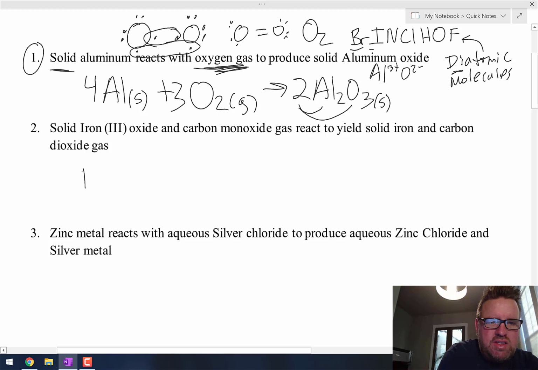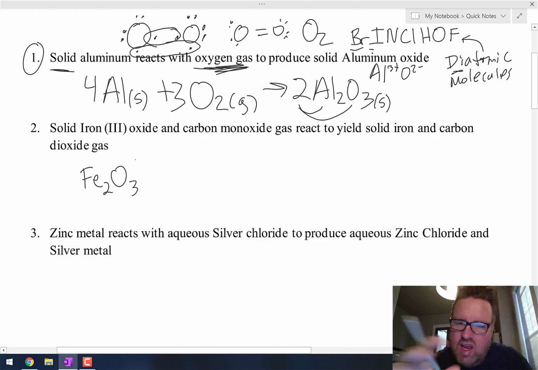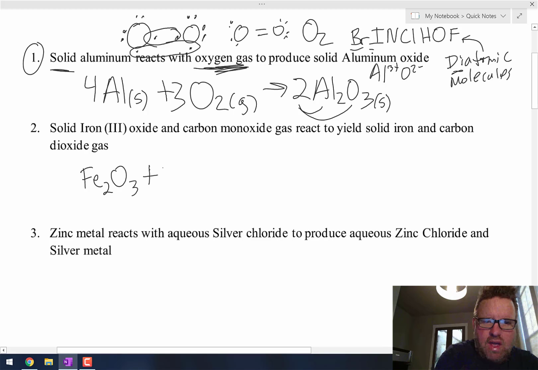Iron(III) oxide is Fe2O3. And at any point, if you want to pause this and try to do it yourself, by all means, go right ahead. Carbon monoxide is CO, and after I write it out, if you want to pause it and just try to balance it, that's really what I want you to focus on here.